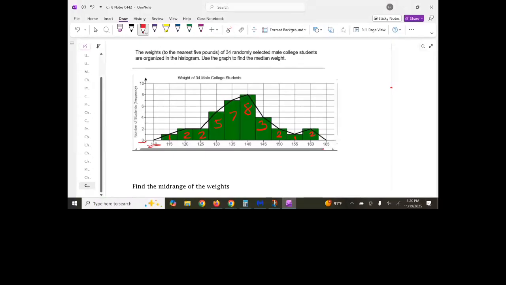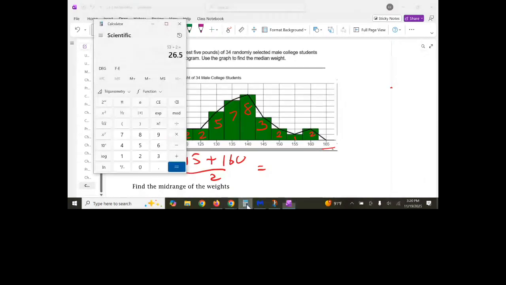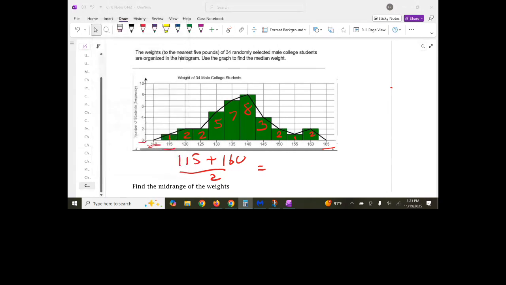And the biggest one would not be 165 because there's nobody there. So the smallest number would be 115. The biggest number would be 160. We're going to add them together and divide by 2, and that's how we'll find our mid-range. So 115 plus 160. Boom. Let's cut it in half. And I'm coming up with 137.5. And that's my weight in pounds.